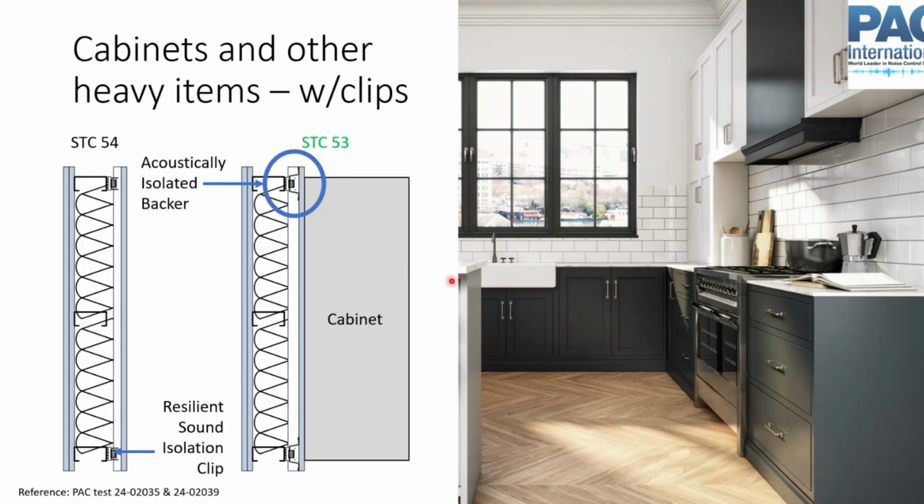A similar situation occurs if you're using clips and hat channel, right? That's another common isolation approach for walls. And typically with clips, you will use a 25 gauge or an 18 mil hat channel. And 18 mil steel is very thin. You don't really want to try and hang cabinets or other heavy items off of that. So you need some other heavier duty backer that you can attach the cabinets to.